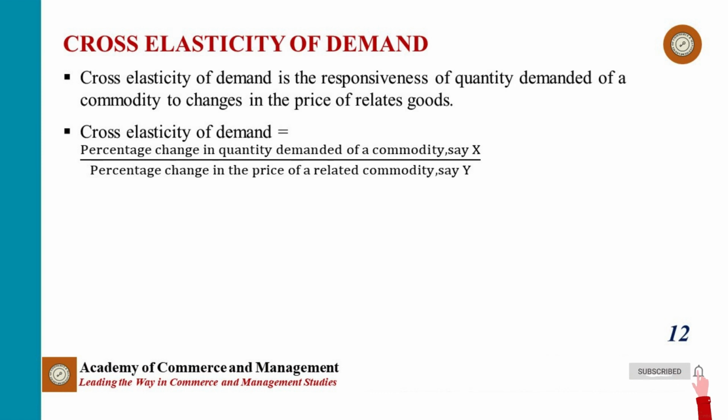The next type of elasticity of demand is cross-elasticity of demand. Cross-elasticity of demand is the responsiveness of quantity demanded of a commodity to changes in the price of related goods. Cross-elasticity of demand equals the percentage change in quantity demanded of a commodity divided by the percentage change in the price of a related commodity.